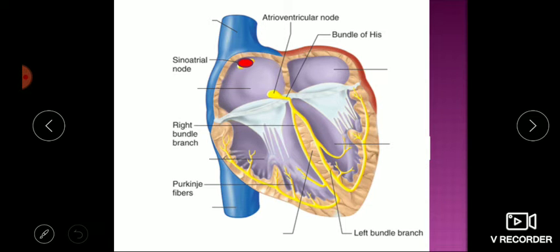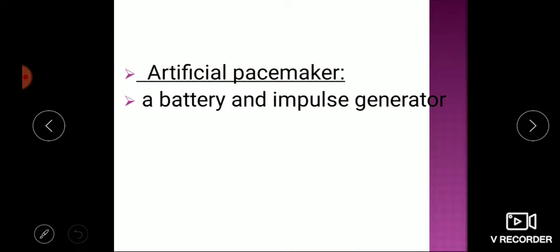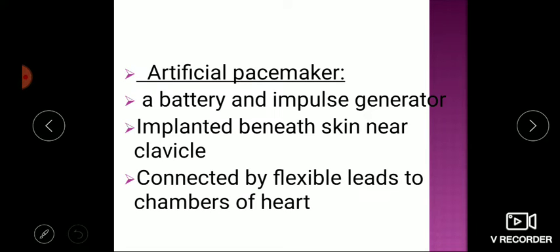Now suppose there is a problem with the SA node, it stops functioning. Immediately the AV node will take over the function and generate the impulse, so the AV node will act as a pacemaker basically. And suppose unfortunately this also gets damaged, then we have to look for an alternative pacemaker, that is called an artificial pacemaker. We place it at this side. An artificial pacemaker means when the SA node and AV node have both stopped functioning, in that condition we apply external electrical stimulation from outside. A battery and impulse generator are implanted beneath the skin near the clavicle, connected by flexible leads to the chambers of the heart.